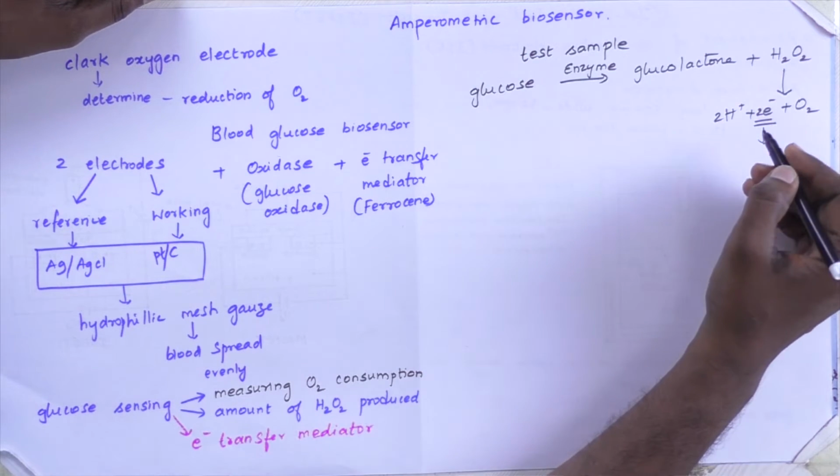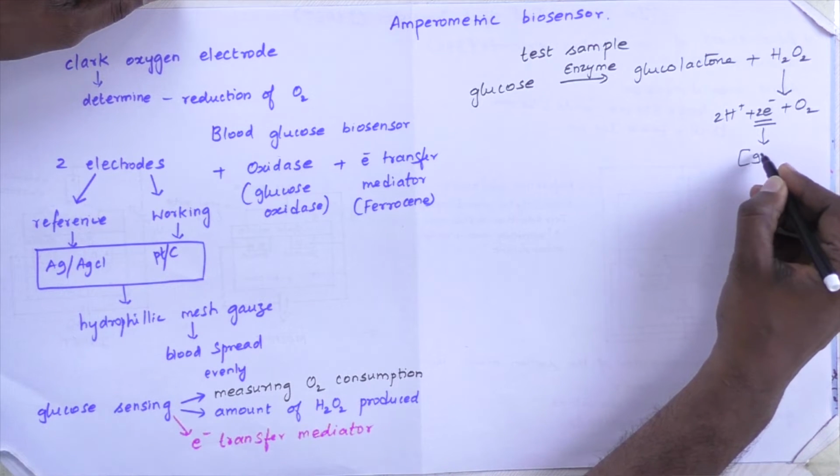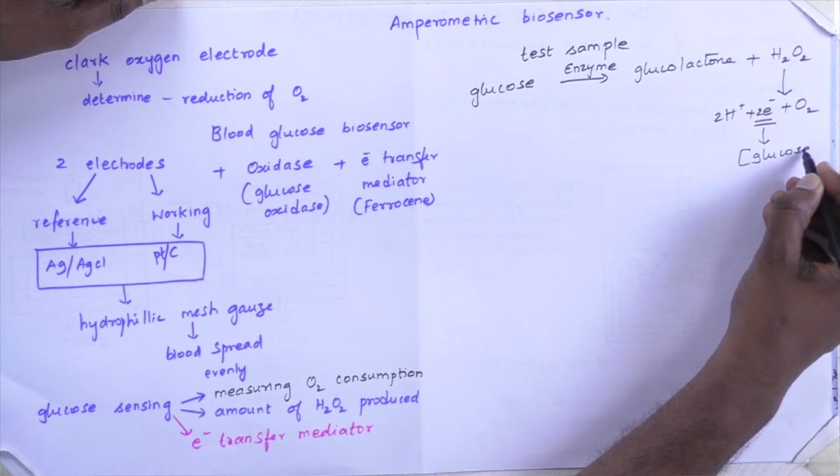The number of electrons produced indicates the concentration of glucose present in the blood sample, because depending on the concentration of glucose in blood, that much amount of hydrogen peroxide will be produced. Based on the amount of hydrogen peroxide, the electrons are produced. So the release of electrons is directly proportional to the presence of glucose molecules present in the blood.